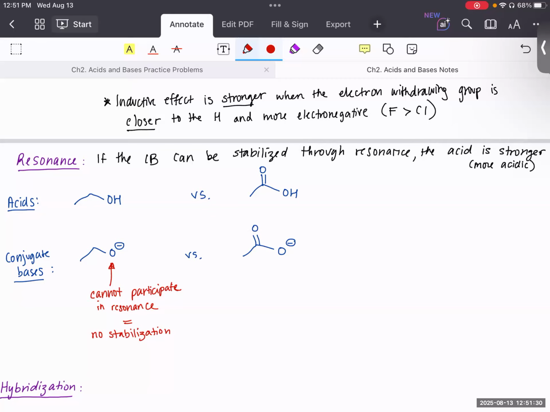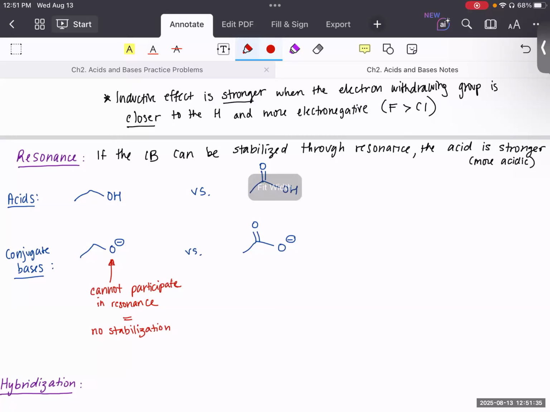However, on the one on the right, we can see that this can actually participate in resonance with that carbon-oxygen double bond. We could show this resonance structure here, where we end up moving that negative charge to the other oxygen. And if you haven't done so already, I recommend reviewing that resonance video that I posted on how to identify resonance systems and draw them out. All right, and so here we can see that this one here is stabilized.